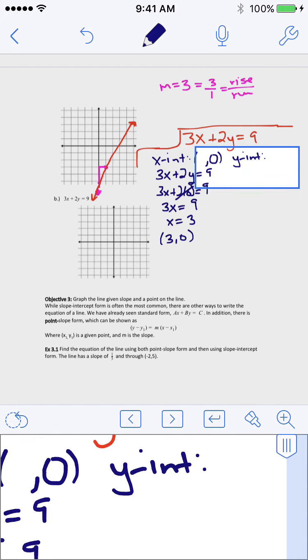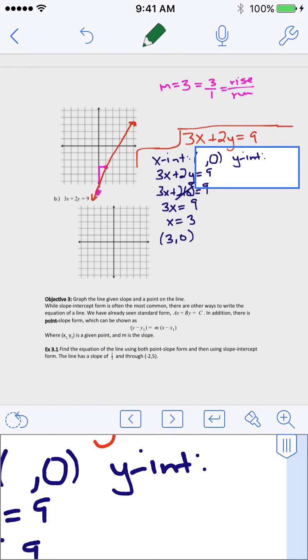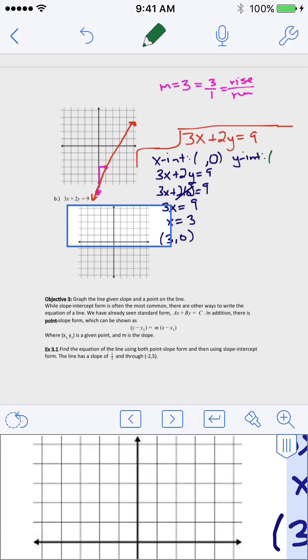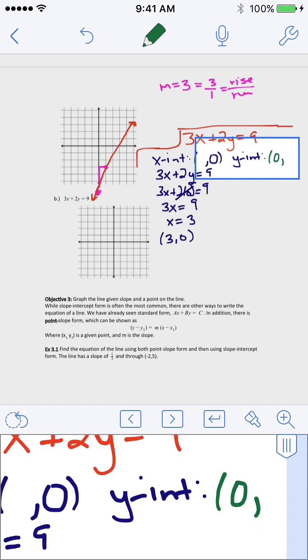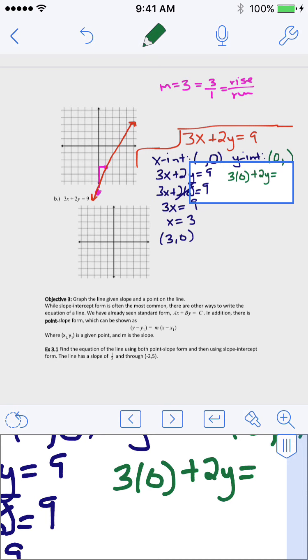Over on the y-intercept, it's the same but opposite. Our y-intercept is going to be where it crosses the y-axis, and over there we've gone out nothing, so we know that x is equal to 0. You plug in the opposite. If you want the y-intercept, you plug in the x. With the x-intercept, you plug in the y. All right, so let's plug in that x. 3 times 0 plus 2y equals 9.